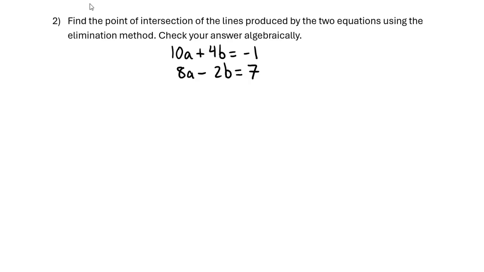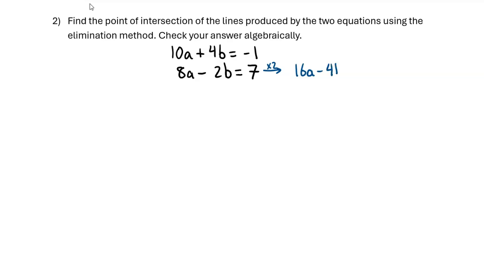Now we look at the elimination situation. It says find the point of intersection using the elimination method. We have two equations, and you'll notice that none of the coefficients are the same. We want one of the coefficients to cancel when we either add or subtract the two equations. So what we're going to do is multiply that second equation by 2 in order to have the same coefficient in front of the b term.